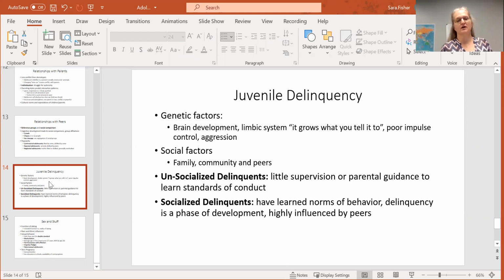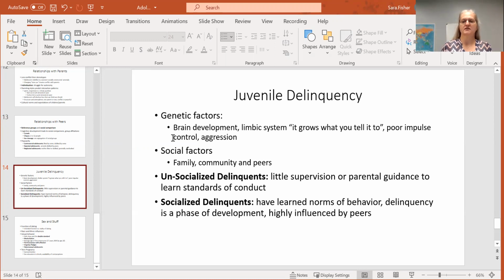Again, this is a social construct. What we mean by delinquency, basically, is a fancy way of saying when a juvenile, or somebody who's not considered an adult, breaks the rules. And we're always trying to ask why some people break the rules and other people don't.